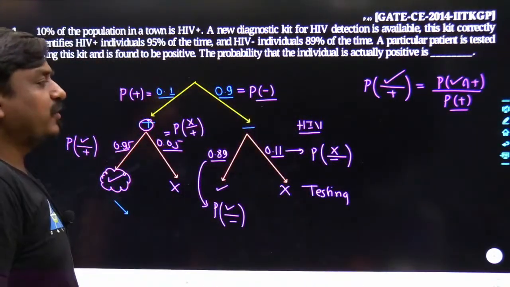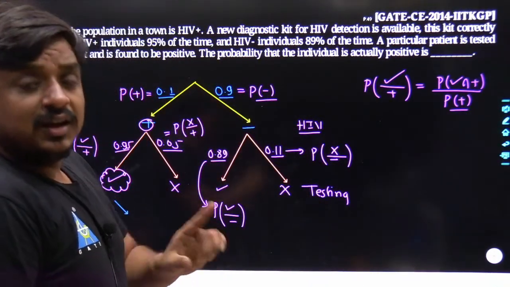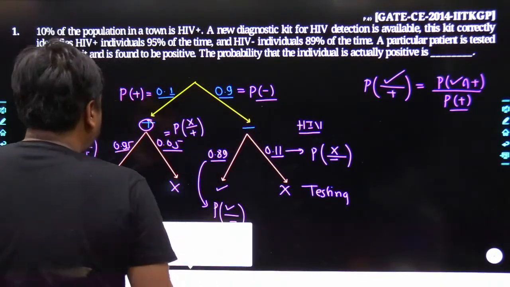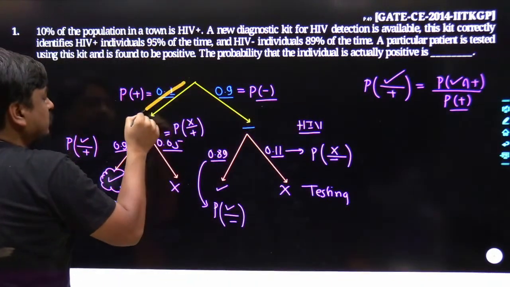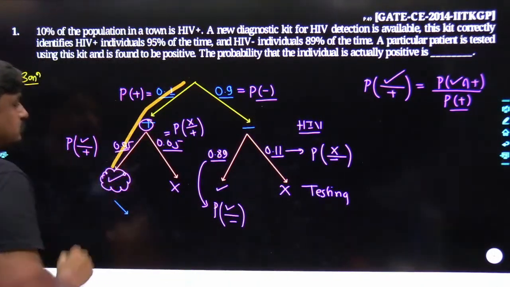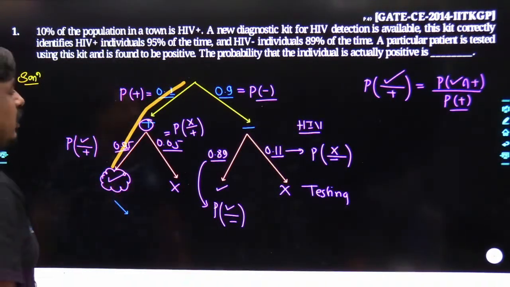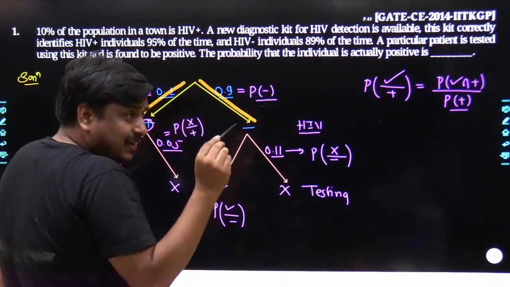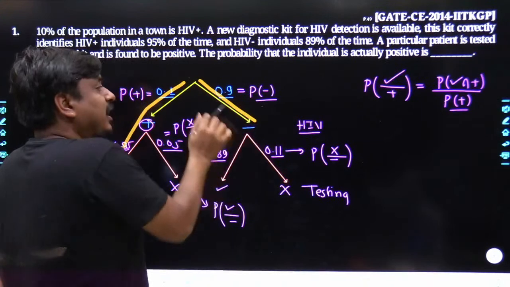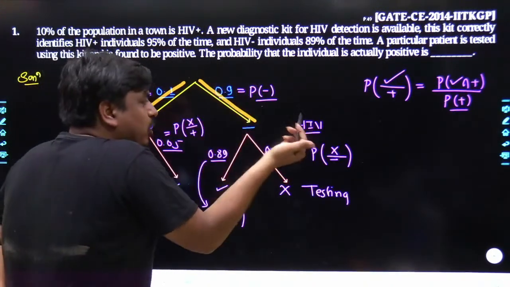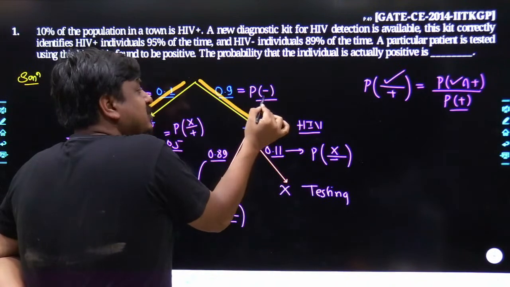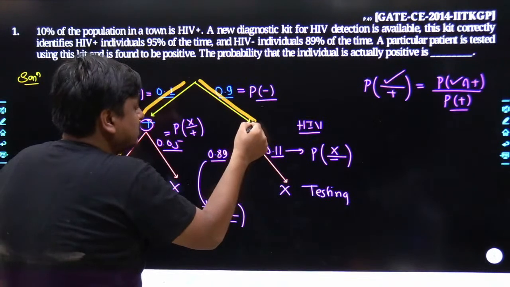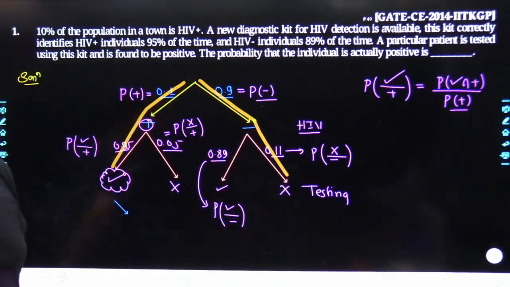May I know in how many different ways I can detect a person as HIV positive? There are two different ways. First, the person was actually HIV positive and it was detected correctly. Obviously, the result is HIV positive. Second, the person was HIV negative, but mistakenly the test kit has given a wrong result. Rather than giving HIV negative, it would be producing HIV positive. So which path has to be chosen? Obviously, this path has to be chosen.